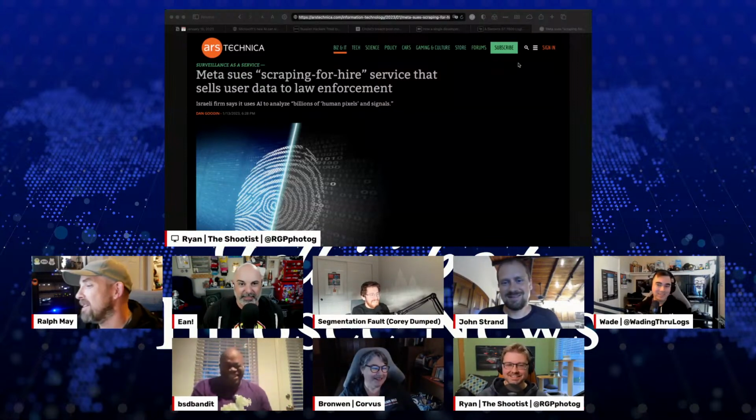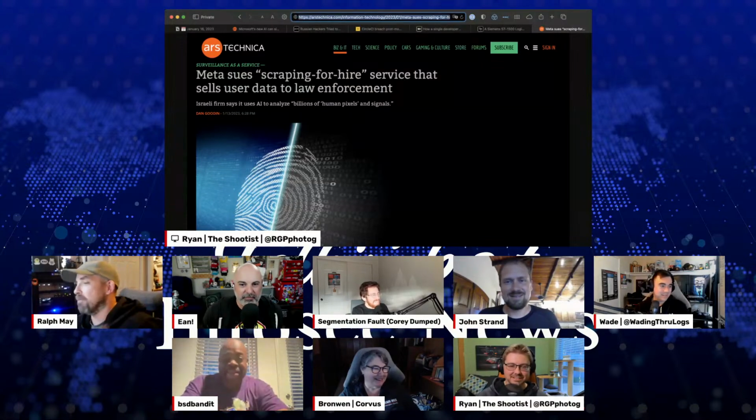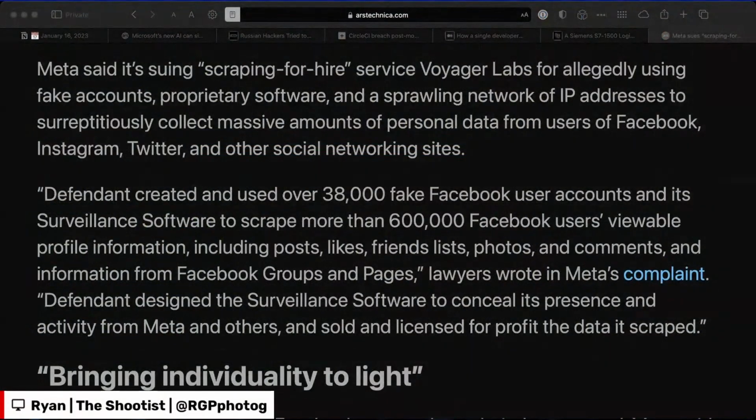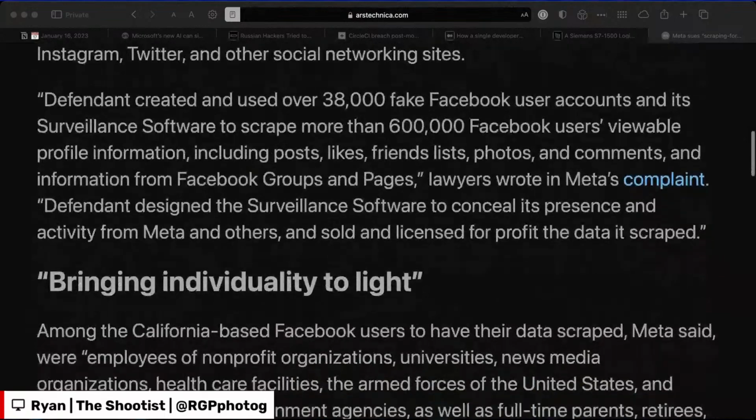So, Facebook, or Meta, because they had to rebrand because of bad stuff. Anyways, here's the general gist: they're upset that other companies are scraping data off their service and then selling it to other people as scraped data. So that's the general gist of what's going on here.